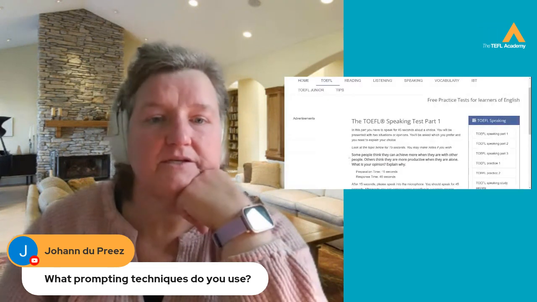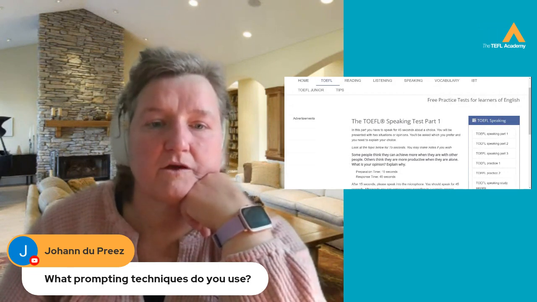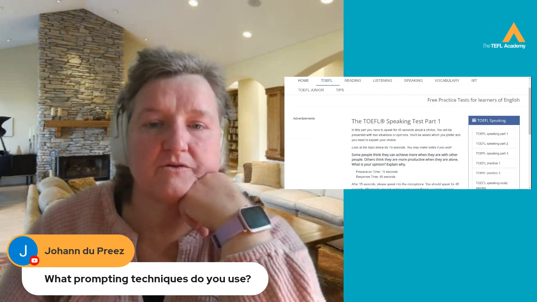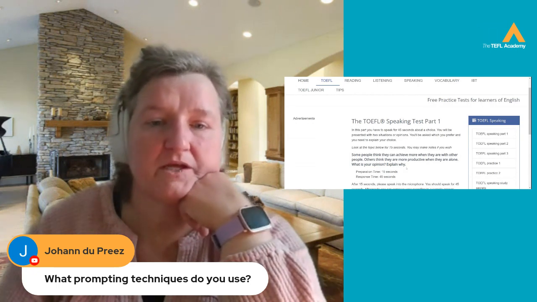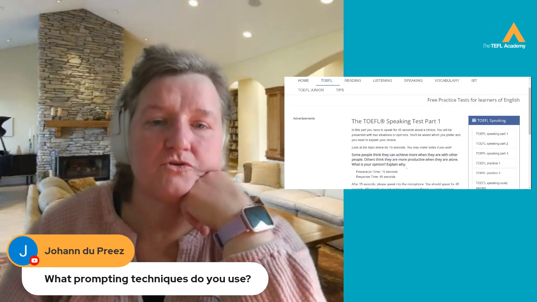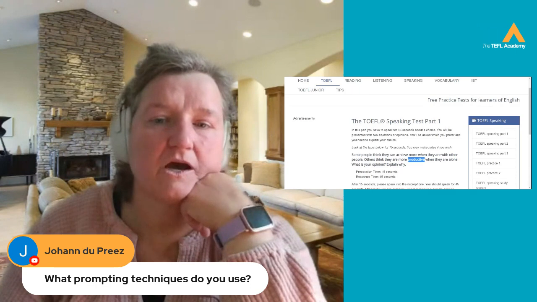And this is TOEFL. So here's an example. Some people think they can achieve more when they're with other people. Others think they're more productive when they're alone. What is your opinion? Explain why. So you see, the topic here is being productive, right? And the two options are either with others or being alone.